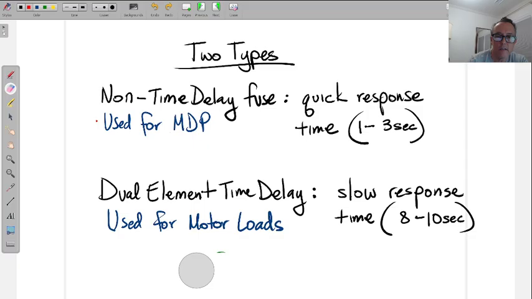So you want to use a slow reacting fuse or a dual element time delay. Remember the time delay part of that fuse. Non-time delay fuses are good for your main distribution panels. If I have a main distribution fuse that's 100 amps and I'm at 100 or 101 amps, I want that fuse to go now, because it's a main distribution panel versus a motor just starting. We don't want a fuse to blow every time a motor normally starts up. So they're used differently.